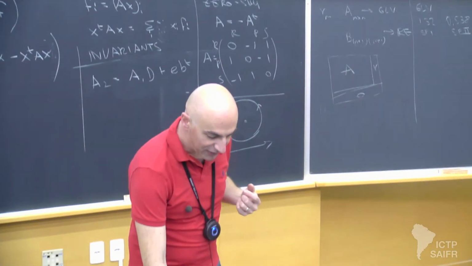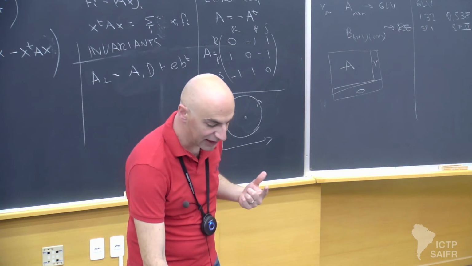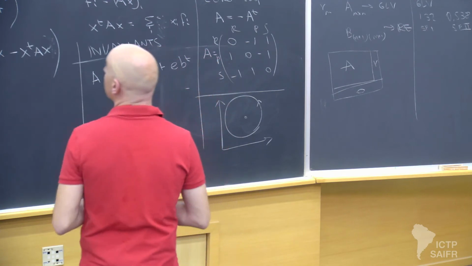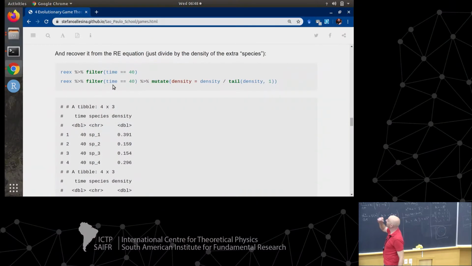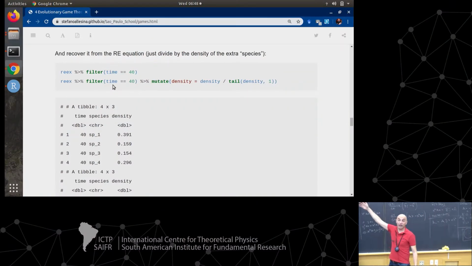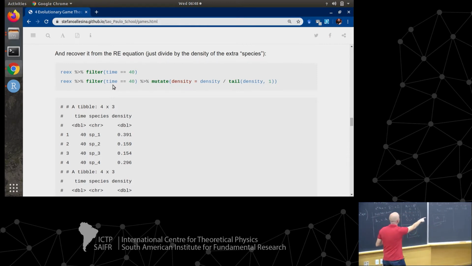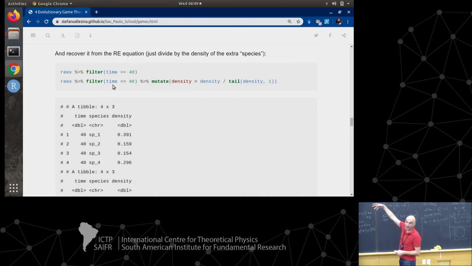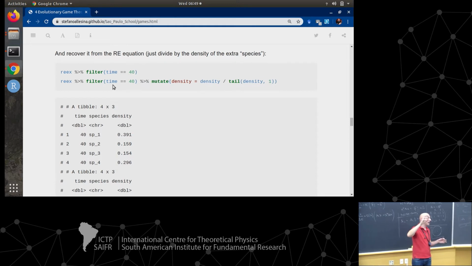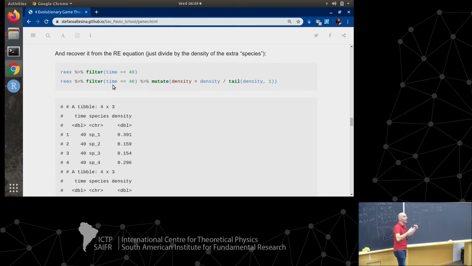Now, to recover, we can do the same and look at the equilibrium for the replicator equation. But now we have 4 things, and these 4 things are bound to sum to 1 because they have to be on the simplex. So how do I recover these numbers from that? All you need to do is to take these densities and divide by the density of the extra species, in this case the 4th species, the one that has the zeros here. And then we can recover our equilibrium.